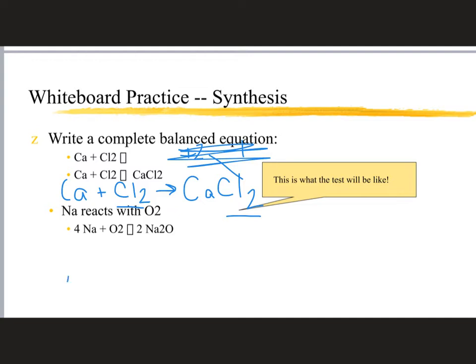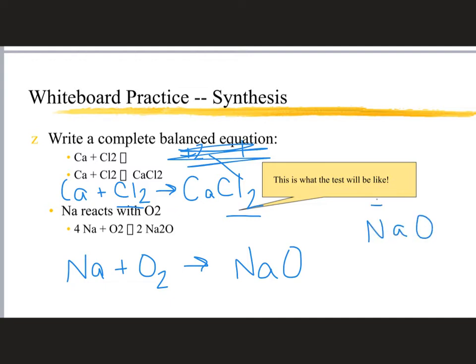For the sodium and the oxygen, sodium reacts with oxygen, and oxygen is diatomic, so subscript 2, yields, and we're going to make a compound with sodium and oxygen. So with sodium and oxygen, let me just do this on the side. Sodium is +1 and oxygen is -2. So when you crisscross there, you get Na2O for the formula for the sodium oxide. So put that in the equation and that takes care of the charges. So now I have a very unbalanced equation.